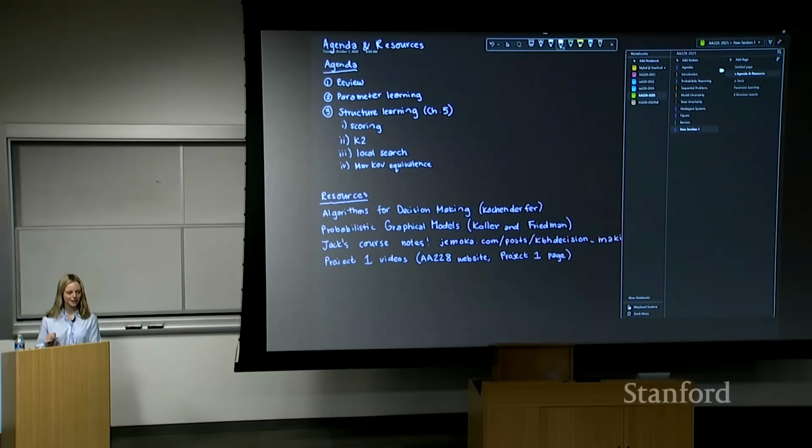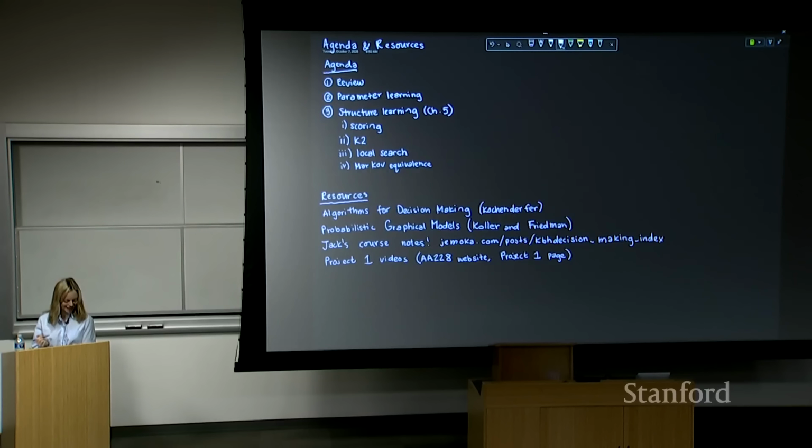So briefly going over the agenda and some resources before we get started. We'll begin with a review, then we'll talk about parameter learning, and then structure learning. In this course, we're incrementally relaxing assumptions. When we began working with Bayesian networks, we assumed that both the parameters and the structure were known. Then we relaxed the assumption that parameters are known and learn them from data. We relaxed the assumption that structure is known and learn that from data. And ultimately, we can learn everything from the data.